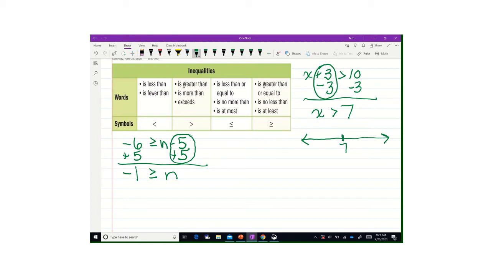And we have to ask ourselves, is 7 an answer to this problem? So if I take this number 7 and I would substitute it right here for x, 7 is greater than 7. Is that a true statement? Well, no, it's not, because 7 is equal to 7, but it's not greater. Because it's not a solution, we're going to put an open circle here. All that means is 7 is not included in our solution set.